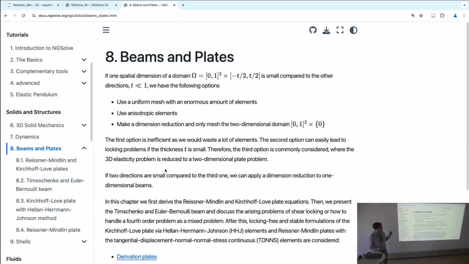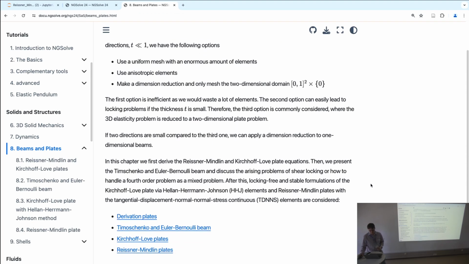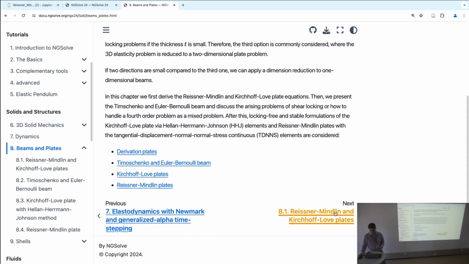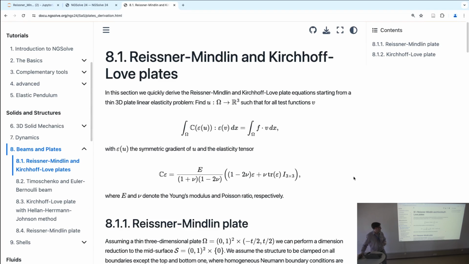So the idea of all this beams, plates, shell stuff is that we have a domain where one spatial dimension is much smaller than the others. So instead of trying to resolve the full 3D geometry with tons of elements, which is very inefficient, we say, okay, let's make a model order reduction, so dimensional reduction, sorry, and only mesh the surface, or for beams, just the beam. And then we also have to derive the equation and hope that it gets much more efficient. And I put here also the derivation for plates, but I won't go into the details for the sake of time.